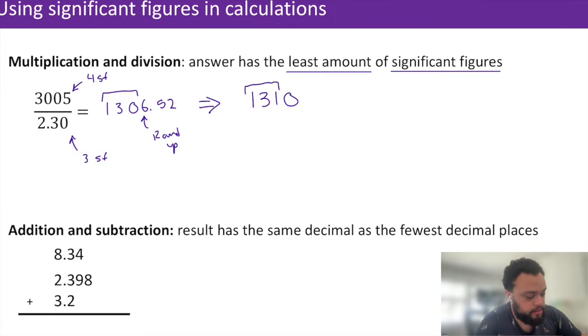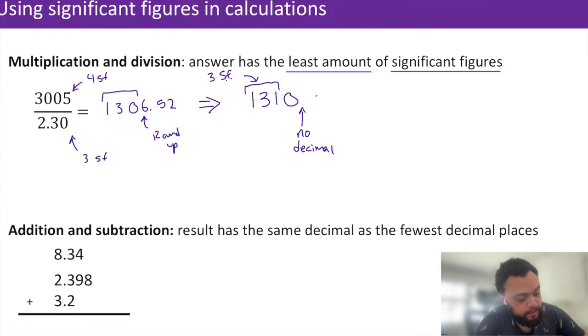The reason for that is these three are my significant figures. Since there's no decimal, that means this is not a significant figure. Okay? If I put a decimal there, I no longer have three sig figs. I now have four sig figs. So no decimal, and the three sig figs that I require.